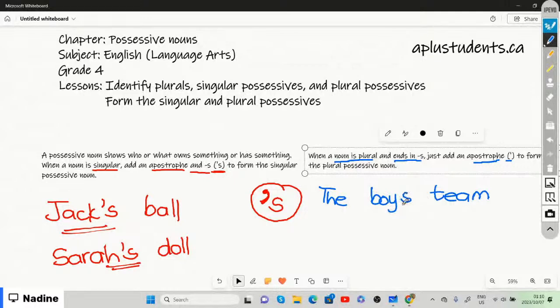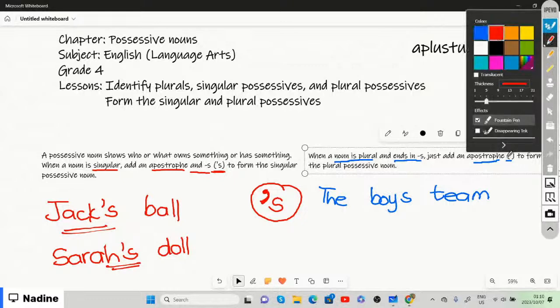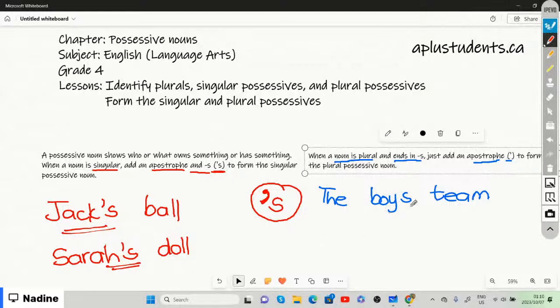So if we want to show possession, I'm going to use a different color to show possession. We put the apostrophe at the end, we don't put it in front of the S or add another S. So we say the boys' team. You don't add another S. You just put the apostrophe at the end of that word to show that it is the boys' team, right?